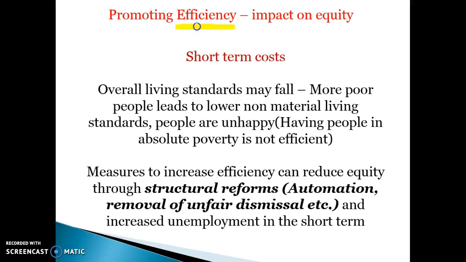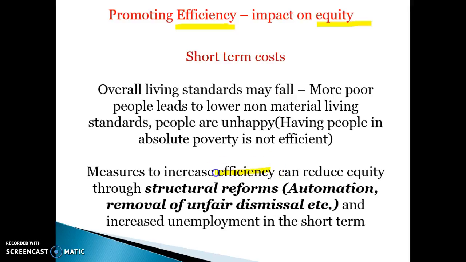Now we're looking at some of the problems with too much efficiency on equity. And in the short term, promoting efficiency can be bad for equity. Overall living standards may fall because more poor people tend to have lower non-material living standards. So if we're not providing a safety net for the poor, that can lead to more crime, more social disharmony.